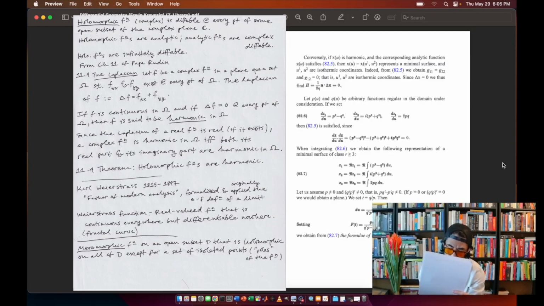Going on, a meromorphic function on an open subset. We're switching up letters, capital D, that is holomorphic on all of capital D except for a set of isolated points. We call them poles of this function. That is a meromorphic function.